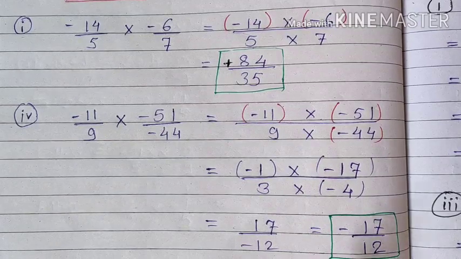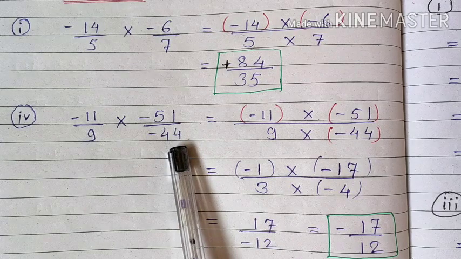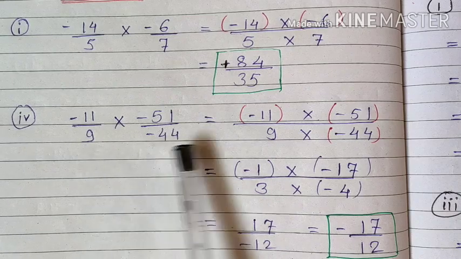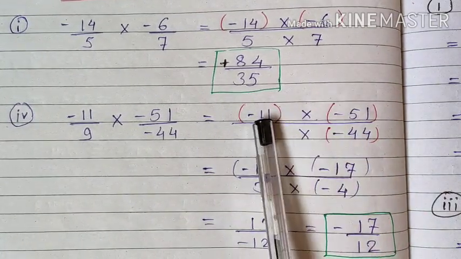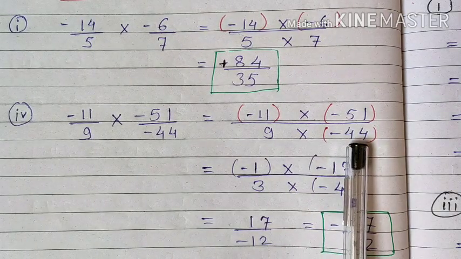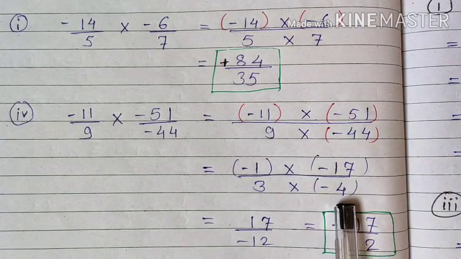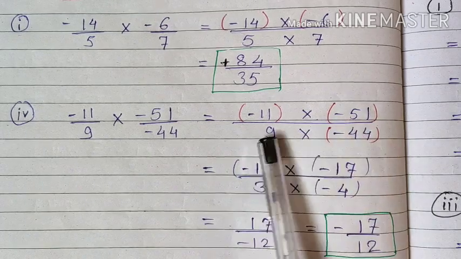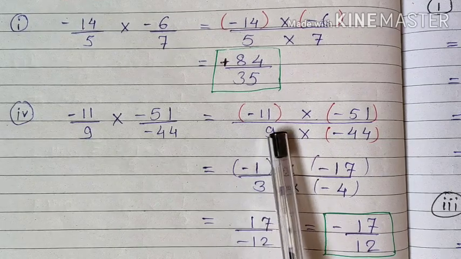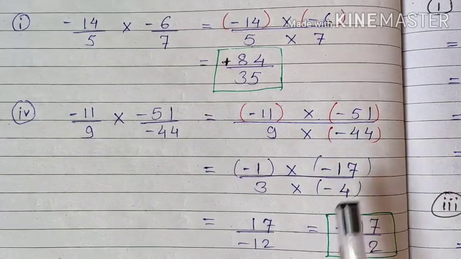The fourth example we are doing here: minus 11 upon 9 multiplied by minus 51 upon minus 44. So numerator into numerator upon denominator into denominator. If possible, we can make a simplification here. 11 ones are 11 and 11 fours are 44. Correct? So therefore this will become minus 1 and this will become minus 4. Similarly, 9 and minus 51 can be divided by 3. 3 threes are 9. So this 9 becomes 3 and it becomes 17. Because of the minus sign, it is minus 17.